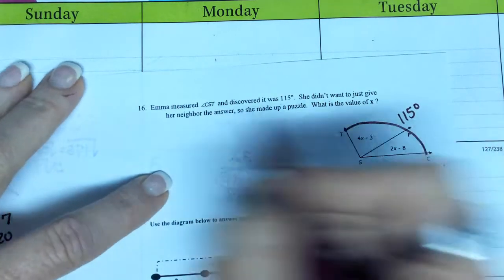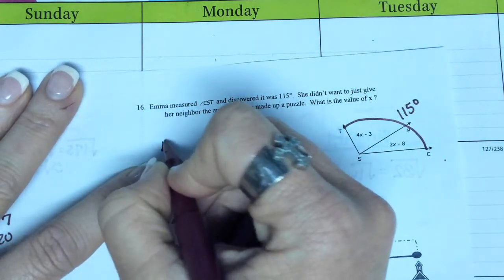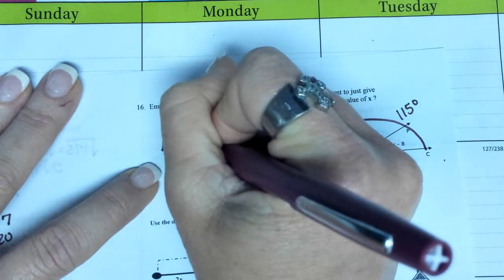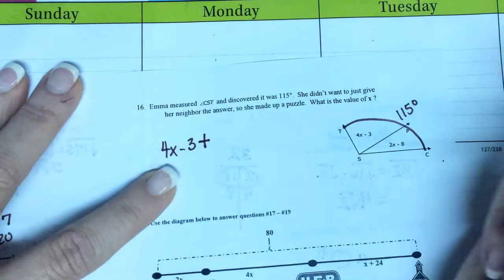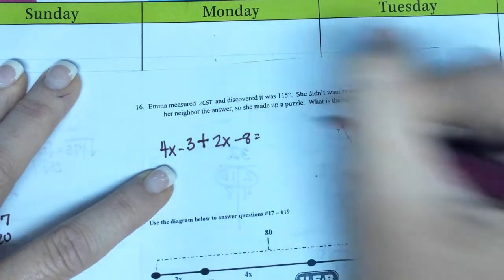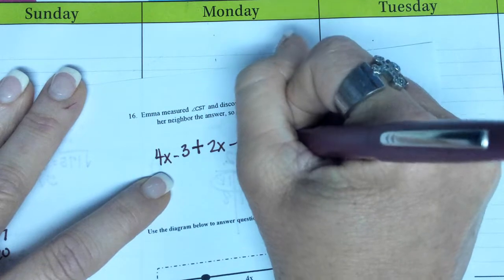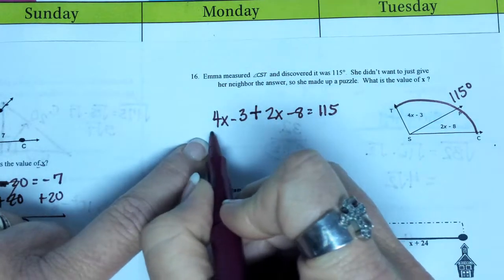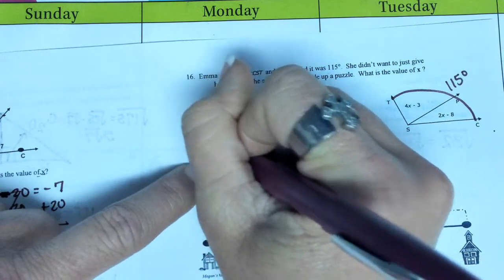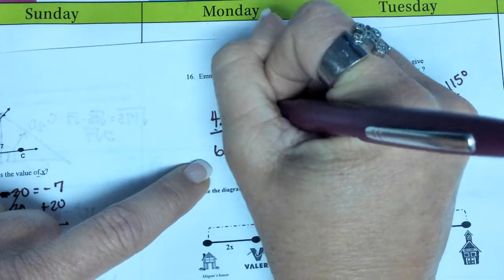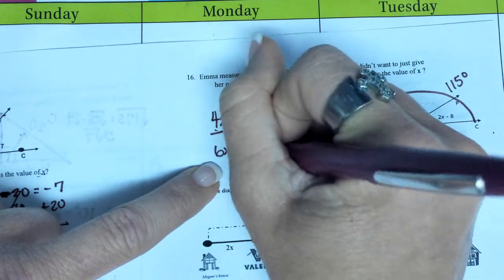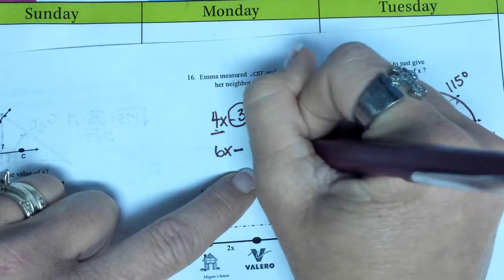So to solve for x, we set our equation up to be adding and equaling that 115. So 4x minus 3 plus 2x minus 8 equals 115. Now let's first combine our like terms. We have 4x and 2x, which gives us 6x. And then we have this negative 3 plus this negative 8, which gives me negative 11. So that's 6x minus 11 equals 115.